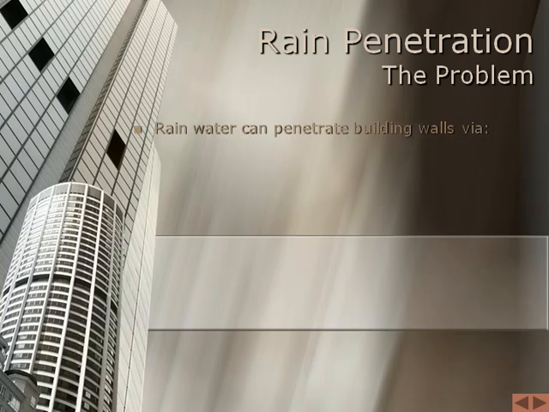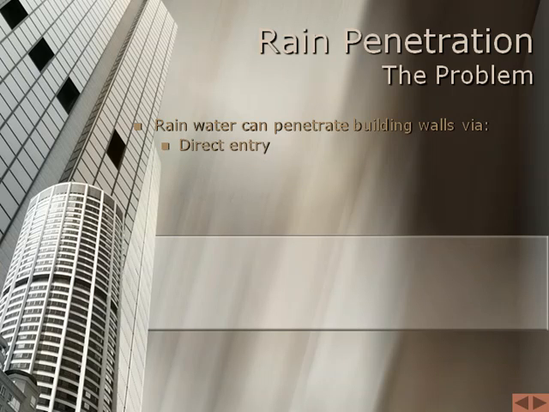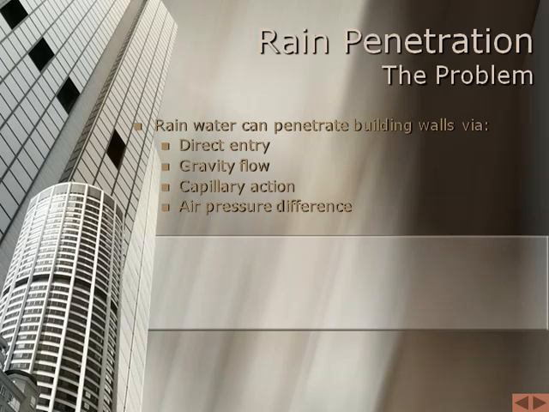Rainwater can penetrate building walls via direct entry, gravity flow, capillary action, and air pressure difference. While all four are important factors, the first three have been dealt with extensively by manufacturers in the design of cladding assemblies. The last, air pressure difference, is considered the most significant to a rain screen wall assembly and is the key to solving moisture infiltration into the interior of a building.